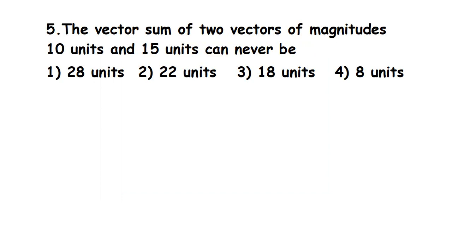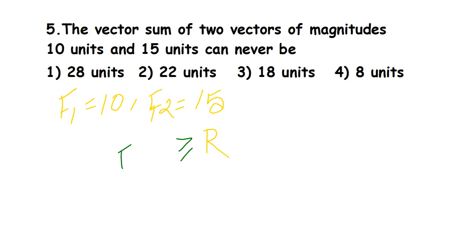The vector sum of two vectors of magnitudes 10 units and 15 units can never be... The resultant vector of two vectors of magnitudes 10 units and 15 units can never be. So suppose that F1 is 10 newtons, F2 is 15 newtons. So the condition is the resultant vector is less than or equal to the vector sum.